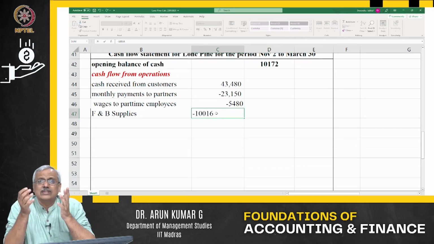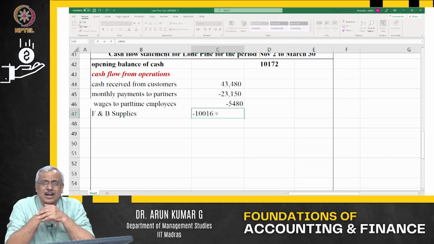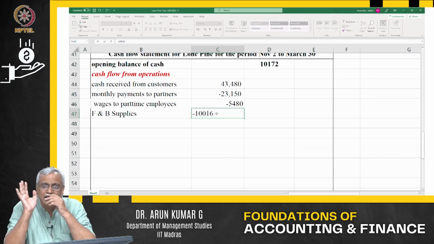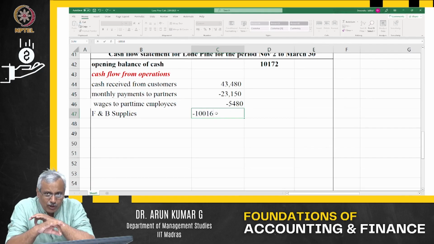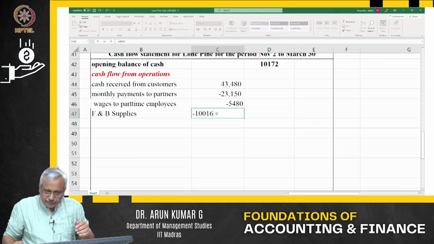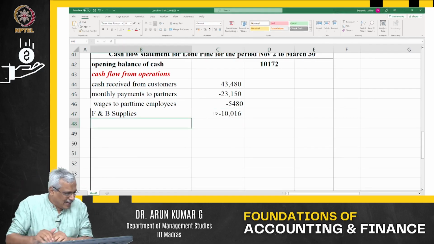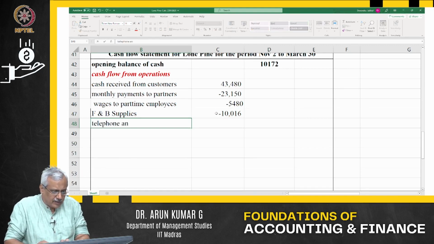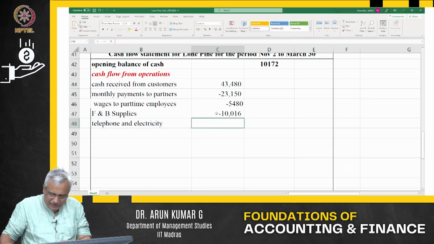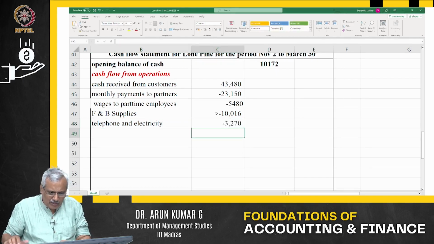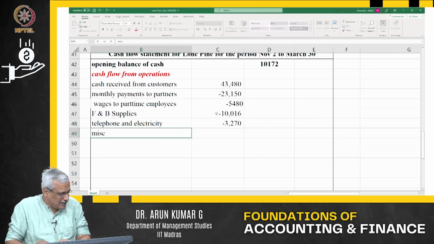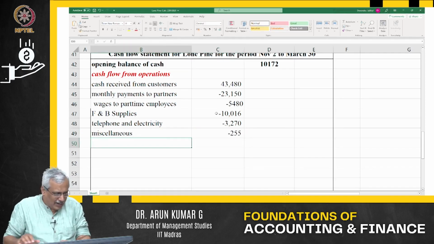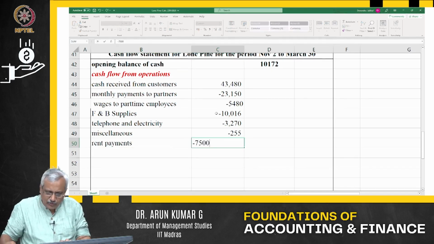I am not bothered about how much accrued, how much consumed, how much is still in stock, how much is not in stock. None of it I am worried about, because what am I tracking? Money going out, money coming out. Next, telephone and electricity is 3270. Why am I putting minus? Because it is all cash outflow. Miscellaneous is again a cash outflow of 255, and the last one is rent payment, which is also a cash outflow in this case.